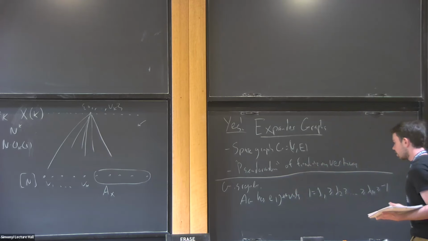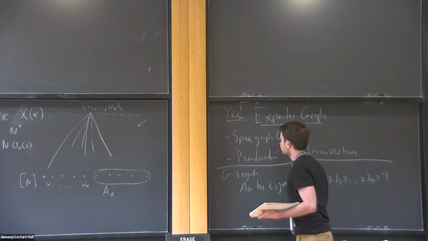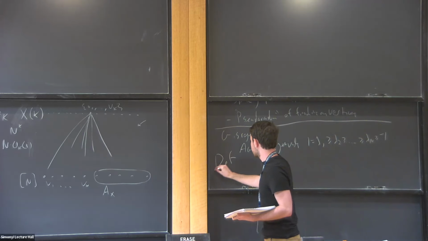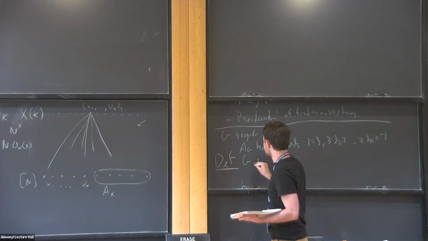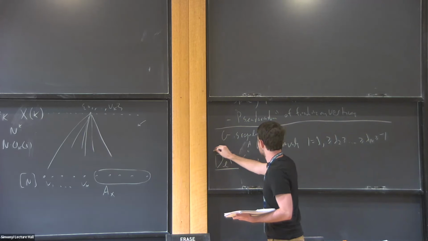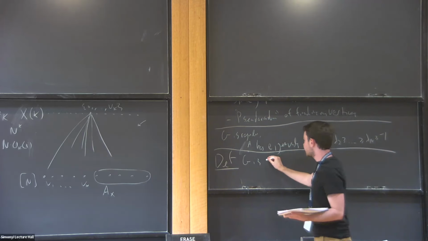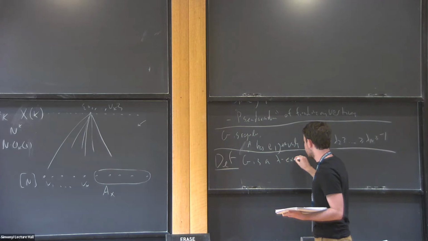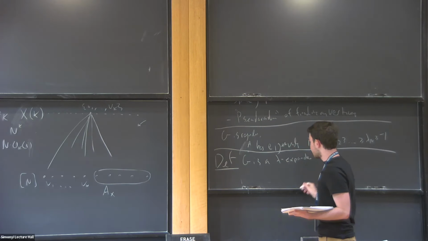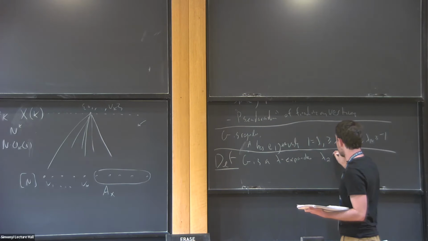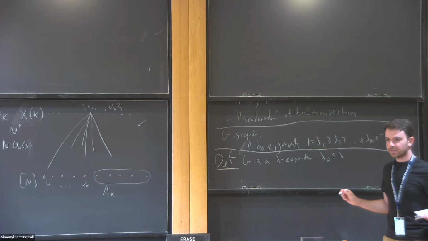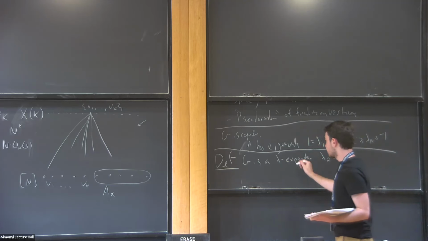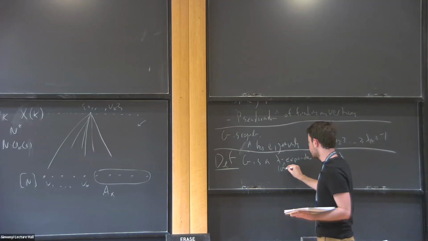And we'll say, definition: G is a lambda expander, or really a one-sided lambda expander, if the second eigenvalue, lambda_2, is upper bounded by lambda. So basically, all non-trivial eigenvalues are small, and this is one-sided.